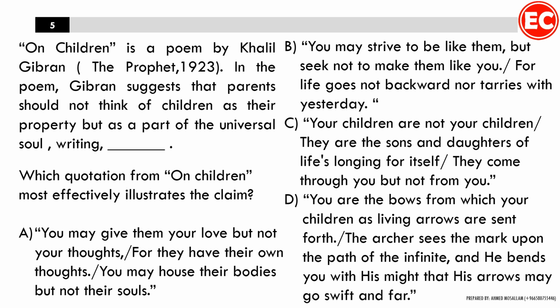Next one. Here we got the literary one. You have to find the quotation. Remember, it suggested that parents should not think of children as their property, but as part of the universal soul. So you have to fulfill all these things. The answer here: your children are not your children, they are the sons and daughters of life's longing for itself, they come through you but not from you. Which, to be honest, is incorrect in some sense, because we are not part of that universal soul. We were created by Allah, subhanahu wa ta'ala.